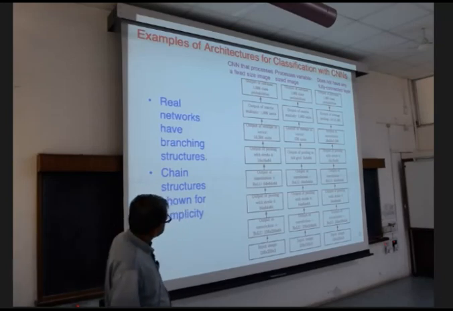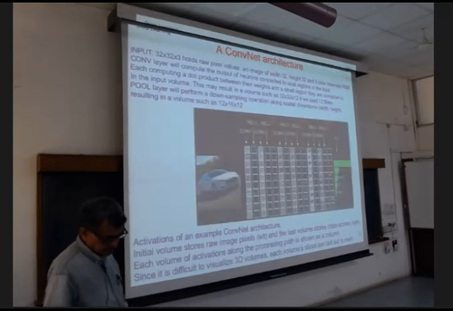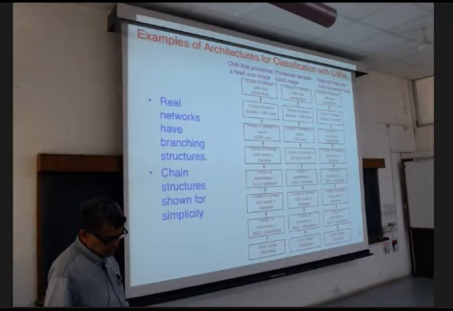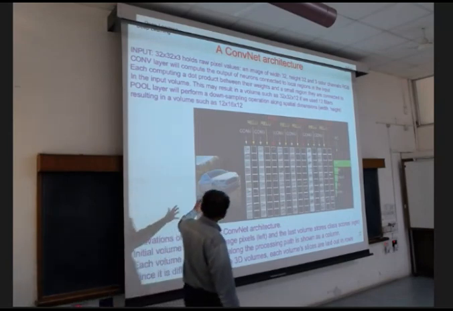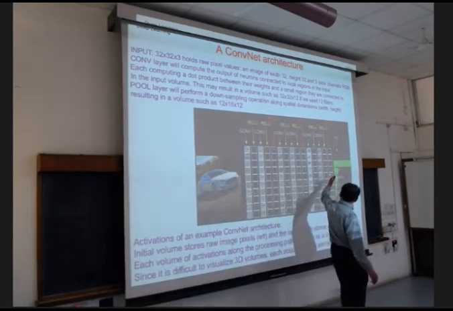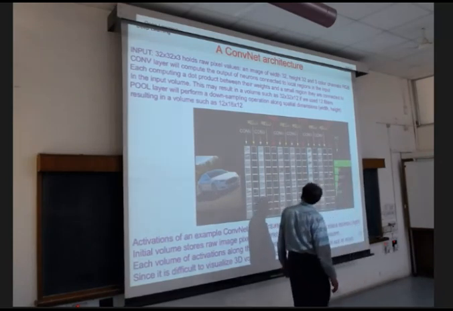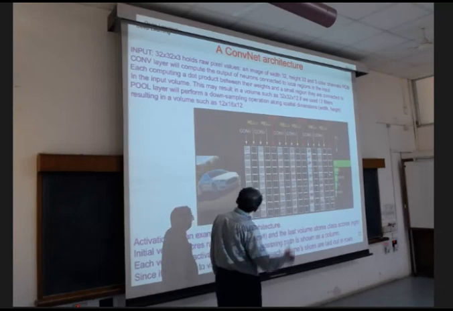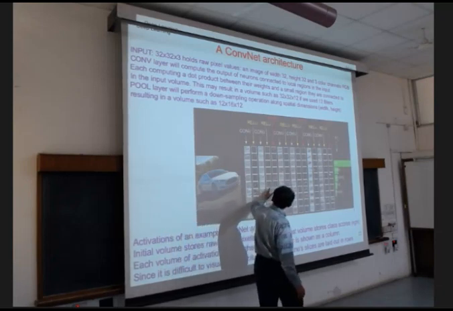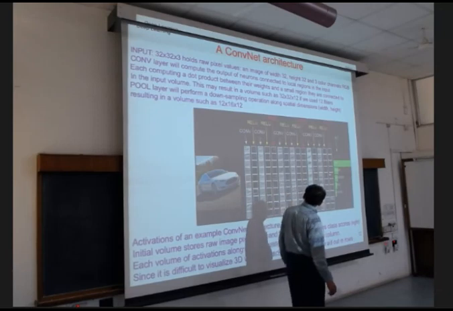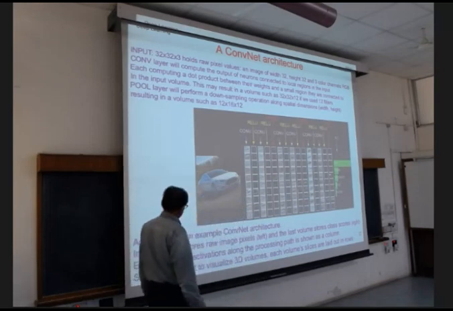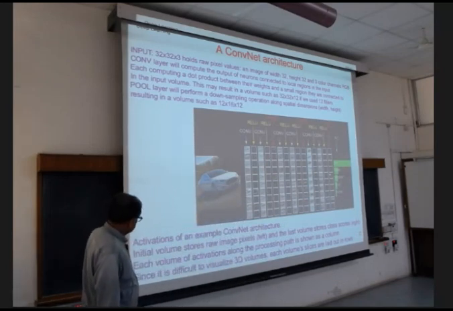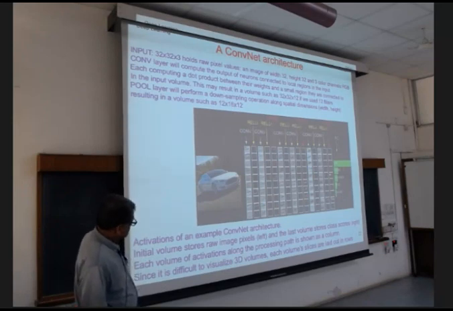Real networks are branching structures. Do we put all this together or what? So there are architectures that seem to put these things together. They're trying to do something. What is this object here? And they're saying that it is a car or a truck or an airplane, a ship or a horse. And so they have all these convolutional layers and ReLU layers and pooling layers going on here. FC stands for fully connected layer. The input stores the raw image pixels. The last layer shows the class scores.